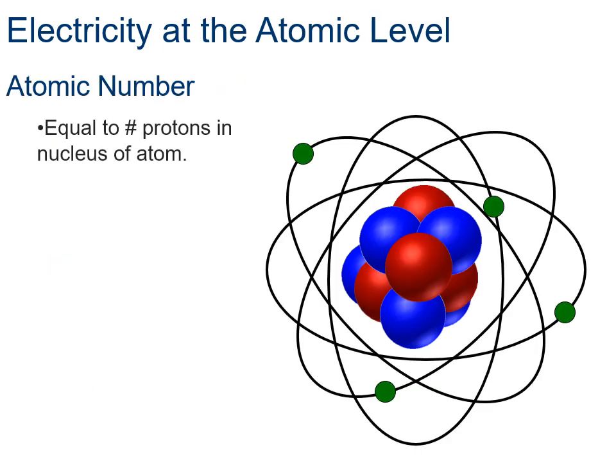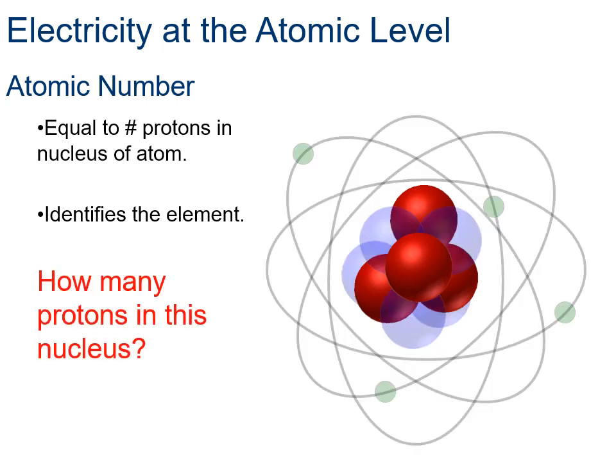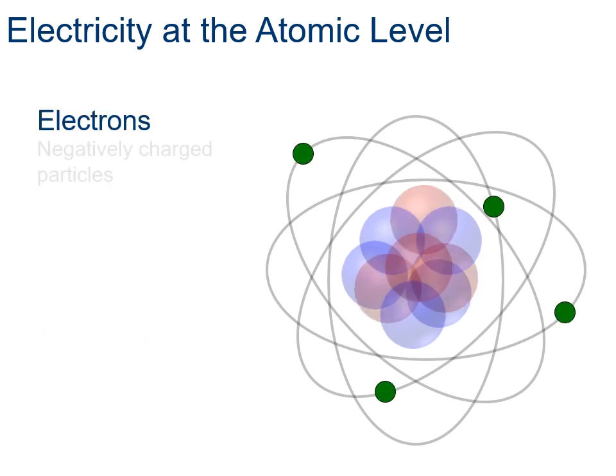The atomic number of each element is equal to the number of protons in the nucleus of an atom, and the atomic number is what identifies the element, what makes carbon what it is, what makes hydrogen what it is, etc. In this case, we've got how many? 1, 2, 3, 4 protons.